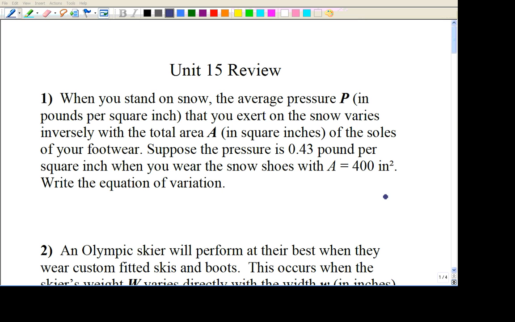Hey everyone, this is the Algebra 2 Pre-AP Unit 15 review. We're going to be working through 8 problems that deal with variation and then also graphing rational functions. So let's go ahead and get started.